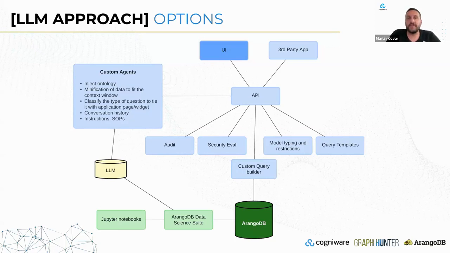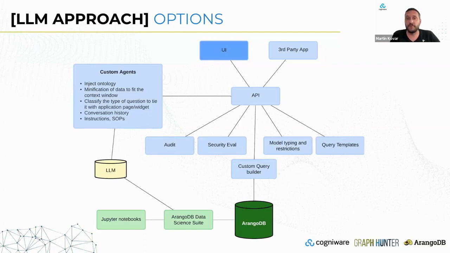Now, we use minification techniques to fit the data into the context window. We classify the type of question because Corey showed a lot of different questions. We have typically four types of question: questions about relationships, questions about timelines or time activity, questions about geospatial view, and questions about multimedia.